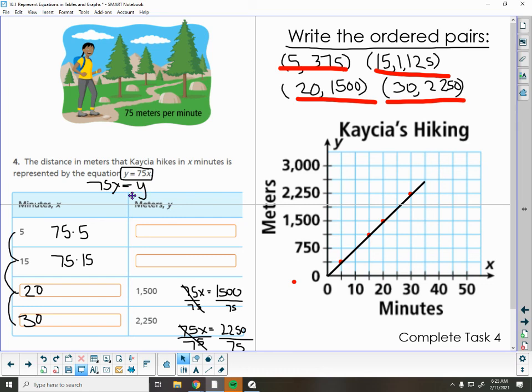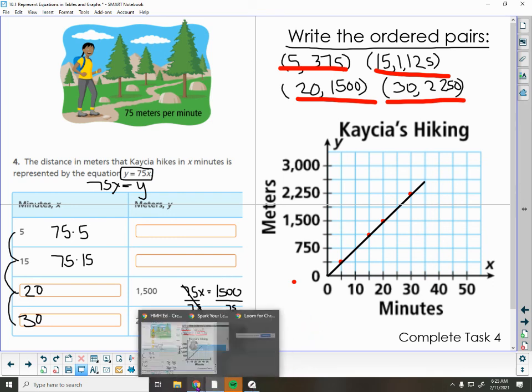So go ahead and complete task 4 and then do your check for understanding. If you have any questions about this, be sure to let me know and we can set up a time to meet together.